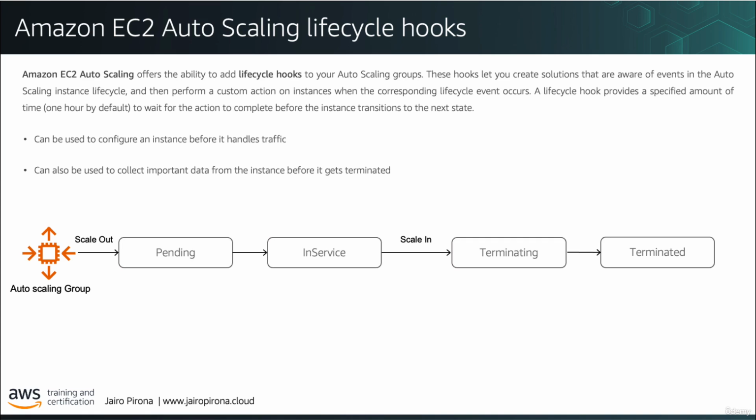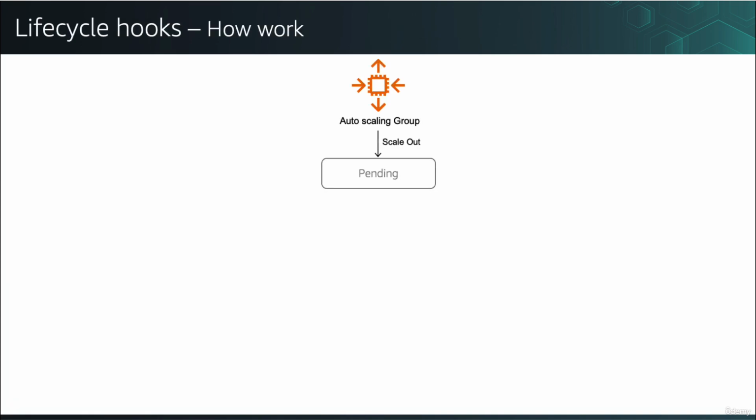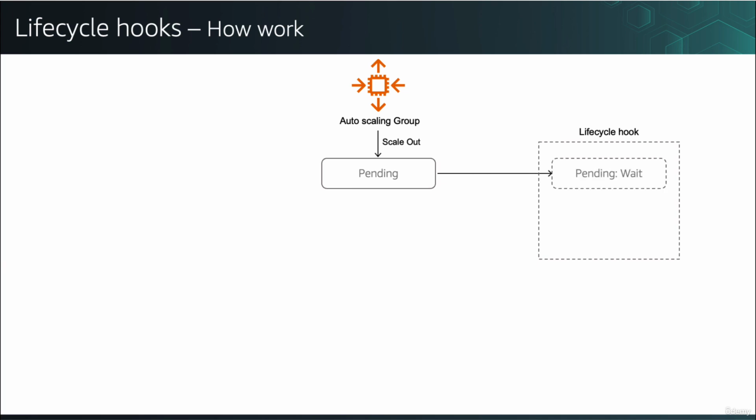Now, let's see what the life cycle of an instance looks like when a lifecycle hook is configured. When a scale-out occurs, the instance enters the pending state, and this is where the instance is intercepted by the lifecycle hook. The lifecycle hook puts the instance in the pending wait state. In this state, you can perform the necessary actions, such as running a script or installing software on the instance. The instance will remain in this state until you indicate that the lifecycle hook's action has completed or the timeout period ends, which is 1 hour by default.